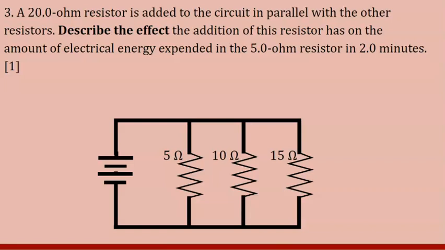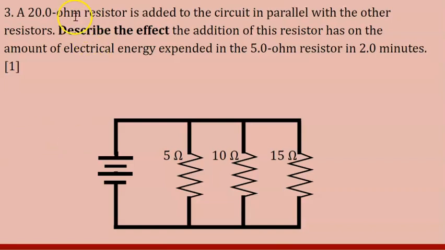Question 3 says, a 20 ohm resistor is added to the circuit in parallel with the other resistors. Describe the effect the addition of this resistor has on the amount of electrical energy expended in the 5.0 ohm resistor in 2.0 minutes.